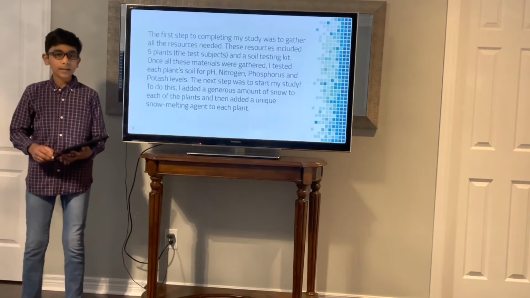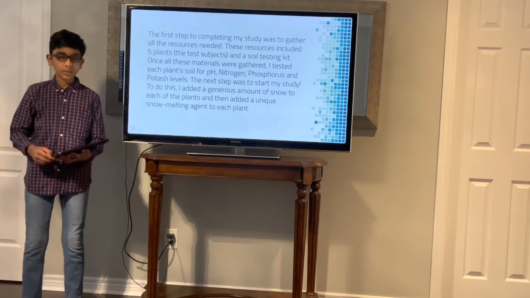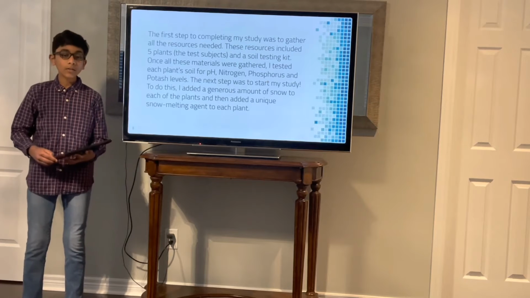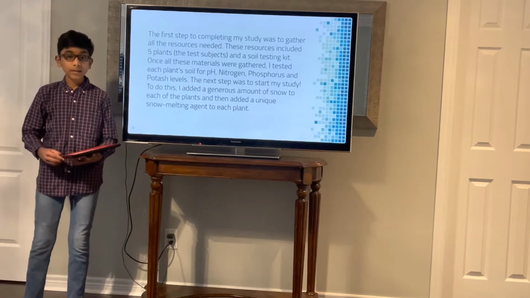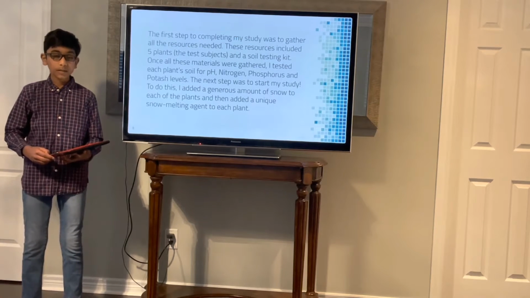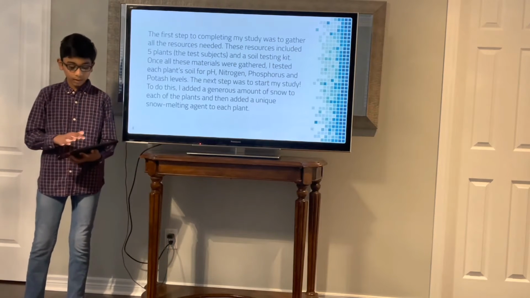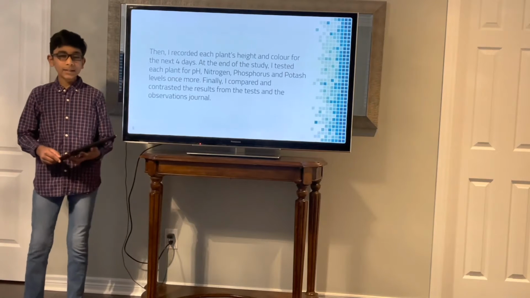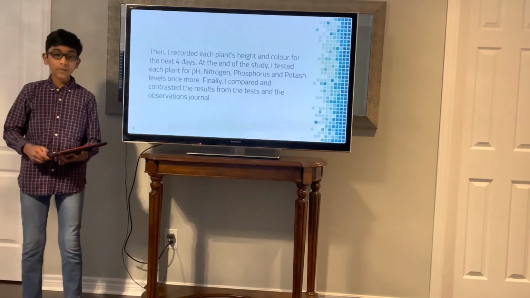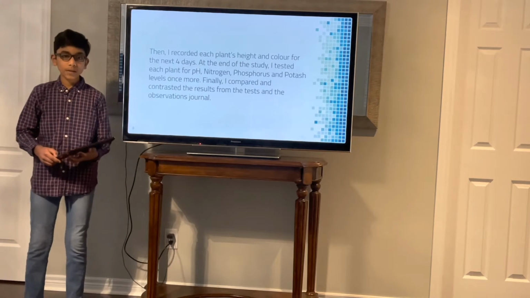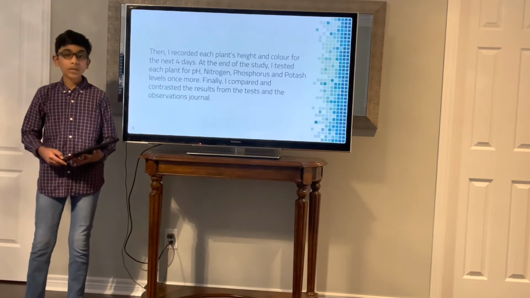To do this, I added a generous amount of snow to each plant, and then I introduced a unique snow melting agent to each plant, leaving one aside. This empty plant would be my control. Next, I observed each plant's height and coloration for the next 4 days, and I made notes in my observation journal.